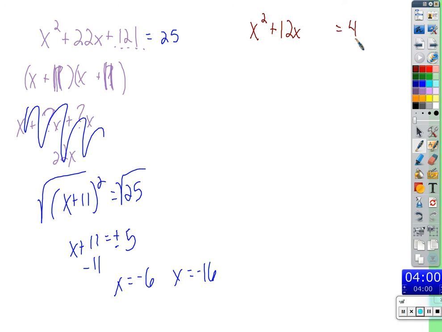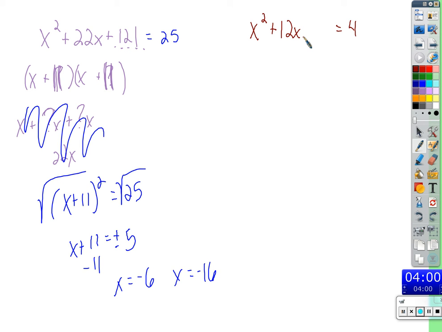Now, if you tried this the old way, if you tried to get one side equal to 0 and tried to factor this, there's no factoring. This is unfactorable. There's nothing that multiplies to negative 4 and also adds to 12. Okay, so we back up. We realize that's not possible. But if we leave it like this, you notice I left a blank spot for the number that is perfect for this situation. Anybody figured out what that number should be so that it can factor as a perfect square?